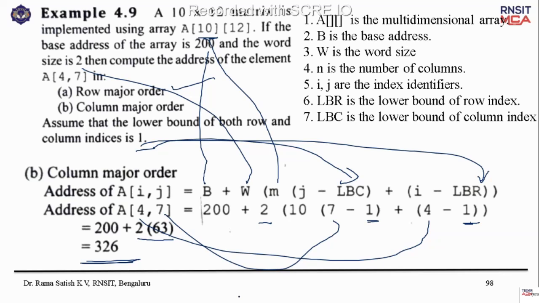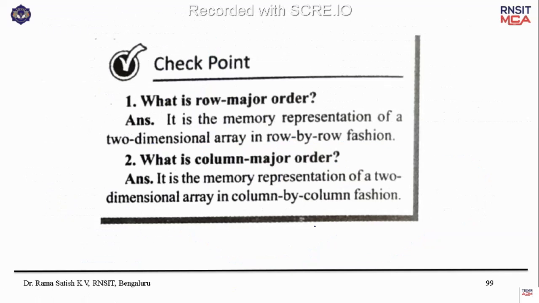So this is how you should calculate the memory address of A of 4 comma 7 in the case of column major order memory representation. And of course, these two are very very important.